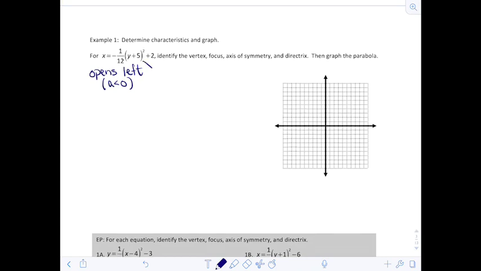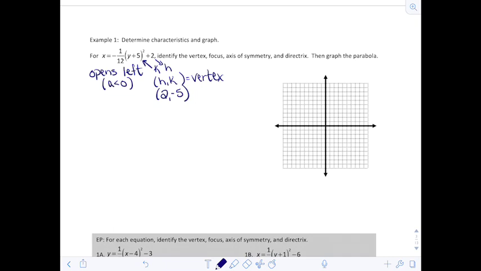Okay, so as I look at this, the 5 is my k value. They switch places. K is always kind of close to y, and h is always with the x. So k is 5 and 2 is h. So my hk, which is still my vertex, is going to be 2 and negative 5. Remember, inside the parentheses is always going to come out looking opposite. So my vertex is 2, negative 5.